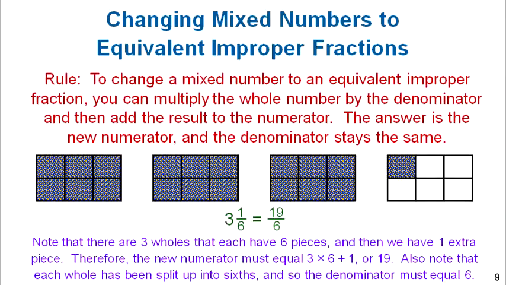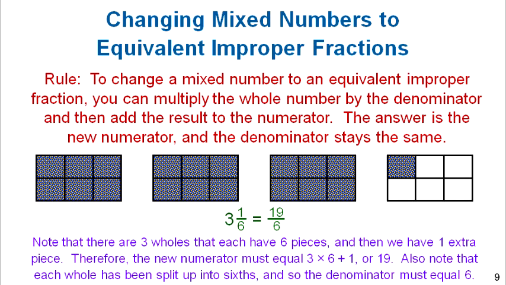Before we talk about this next slide, we need a definition. An improper fraction is a fraction that has a numerator that is larger than its denominator. Since the top number is larger than the bottom number for an improper fraction, this means that improper fractions represent numbers that are larger than one whole.